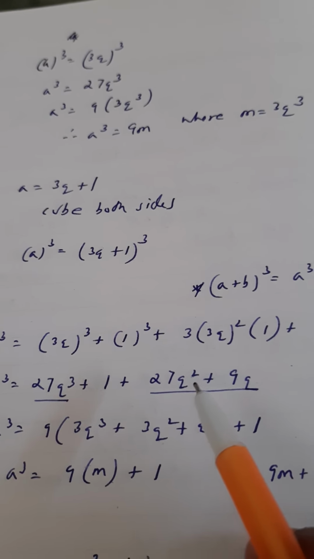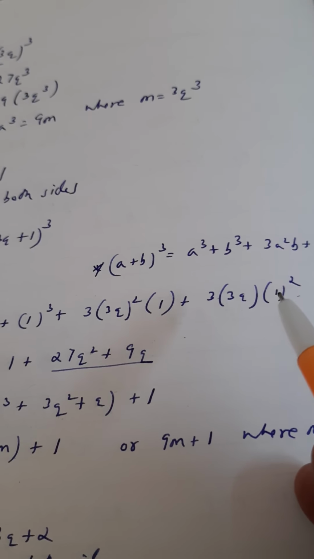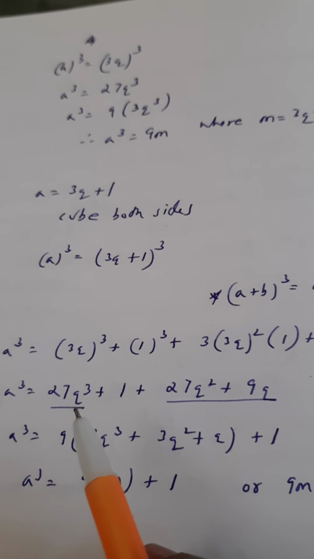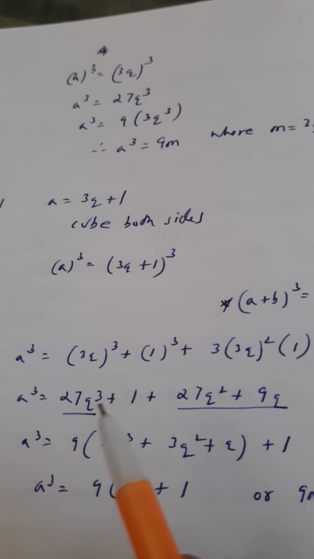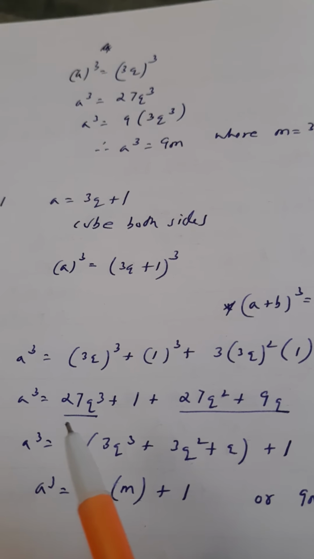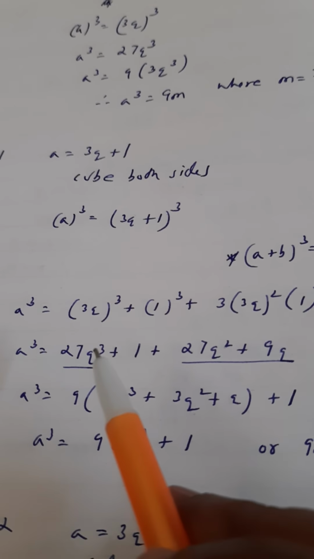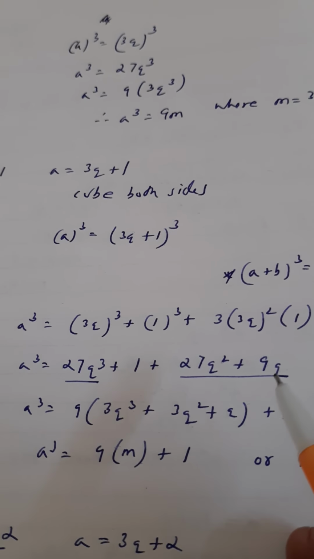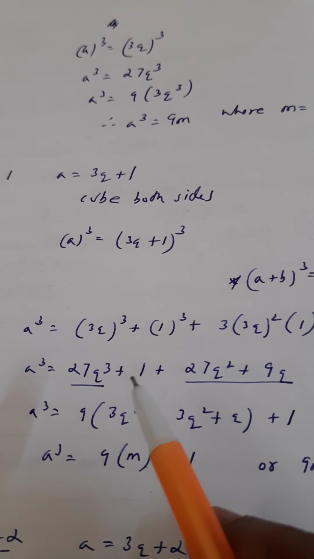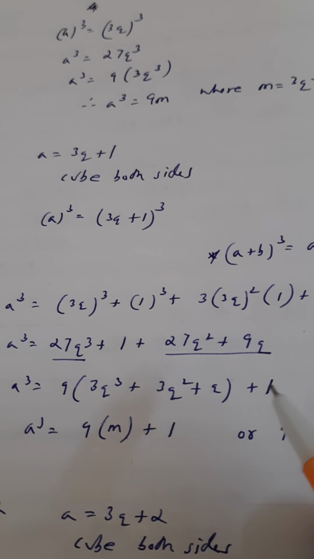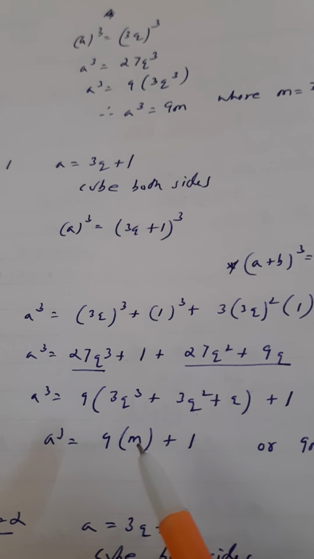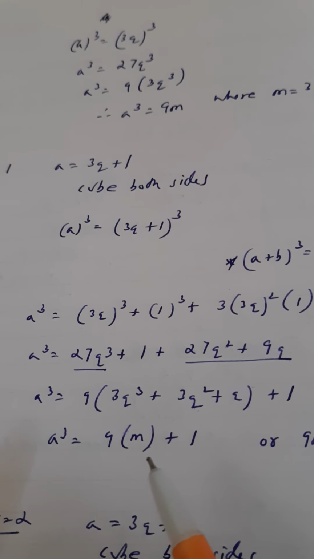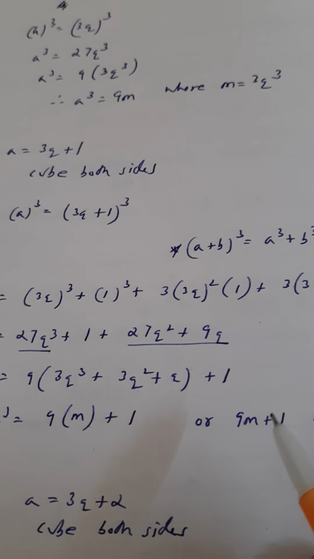So this will become 27q square. And here 1 square is 1 itself, so 3 into 3 is 9q. I have underlined these 3 terms because they are all divisible by 9, so I take 9 common here. We get 3q cube, 3q square and q, and this I put in a bracket, and the remaining 1 I write separately. This bracket is replaced with m, so we get 9m plus 1. So we have proved that the cube of a number can be in the format of 9m plus 1.